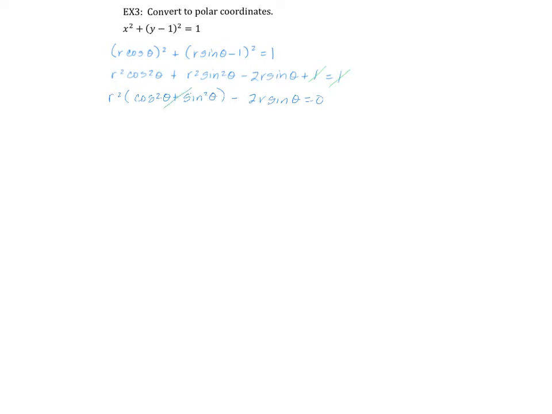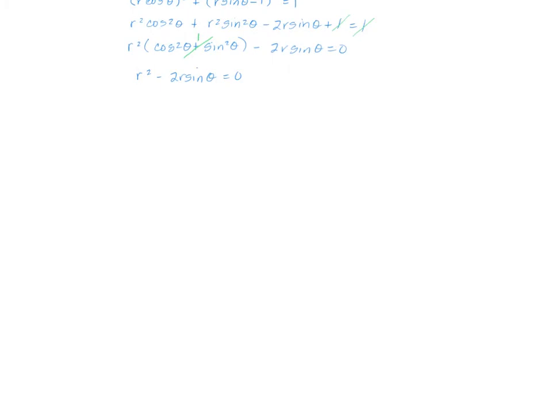So the cosine squared plus sine squared is going to be 1. And I have r squared minus 2r sine theta equal to 0. So I still haven't solved this for r, but maybe if I add the 2r sine theta to both sides, and then divide by r, I can get something that's simplified and also something that I can put in my graphing calculator if needed.